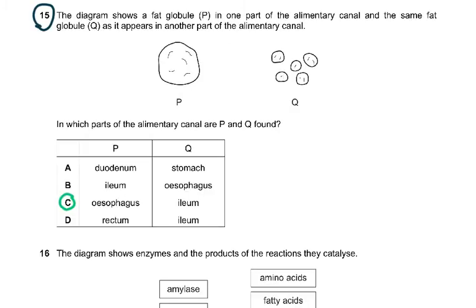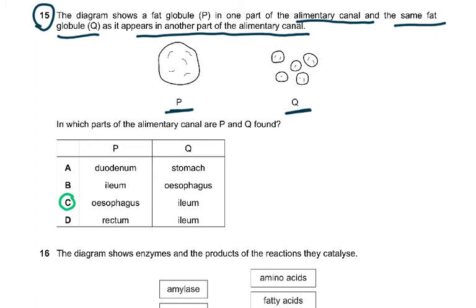15, the diagram shows a fat globule P in one part of the alimentary canal and the same fat globule as it appears in another part of the alimentary canal. You can see there's a P globule and then Q is sort of broken up into smaller pieces. In which part of the alimentary canal are P and Q found? Now P could be found anywhere. It says duodenum, ileum, esophagus, rectum, and the Q is stomach, esophagus, ileum, and ileum. So you remember if it's a fat globule, now this can't reach the large intestine.